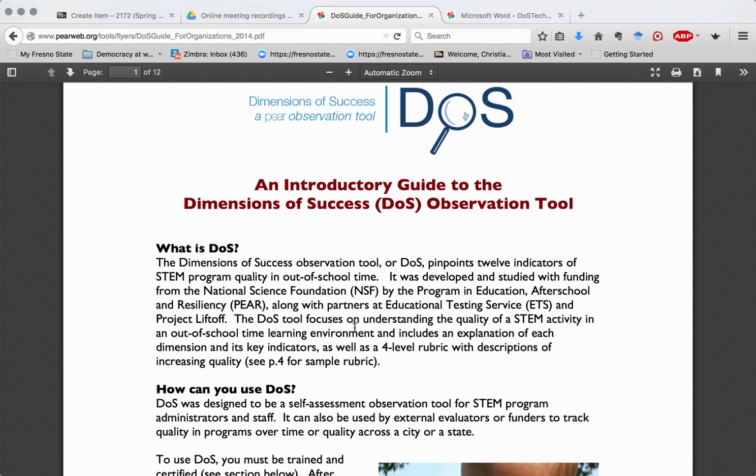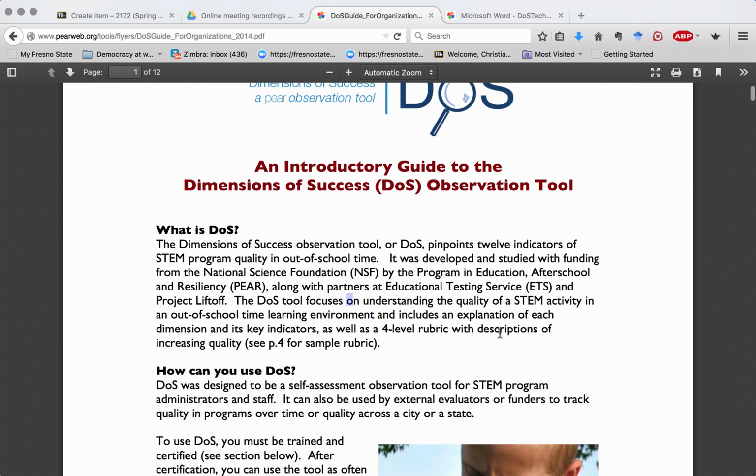First of all, who developed it and who are the sponsors of it. Here we see the National Science Foundation, a very reputable source, and the Program in Education After School Resiliency, the PEAR, which is also a reputable organization within the after school space, and then the Educational Testing Service, which are the publishers of the SAT and other tests. So three pretty reputable organizations here.